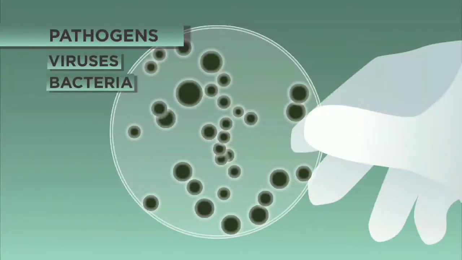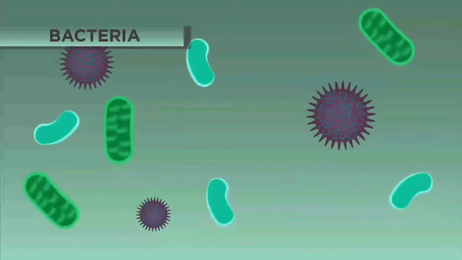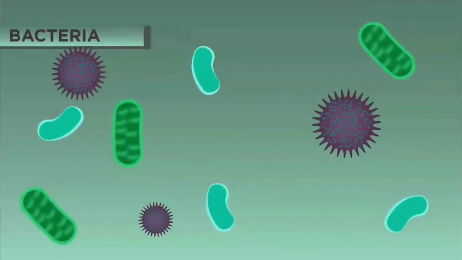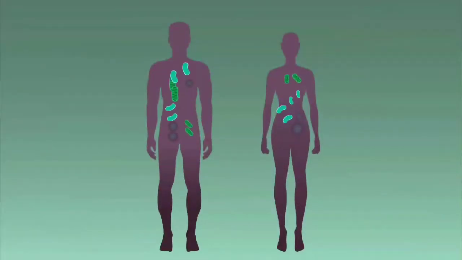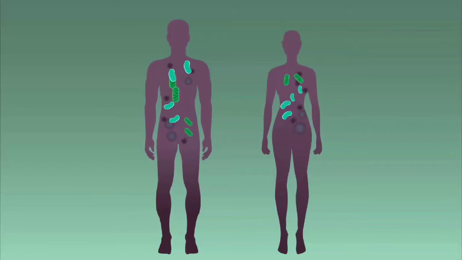In this video, we're going to look at how bacteria can cause disease in humans. Bacteria are single-celled organisms. They cause disease by entering the body, multiplying and releasing toxins that damage cells. There are a number of diseases in humans that are caused by bacteria. Let's take a closer look at a few.